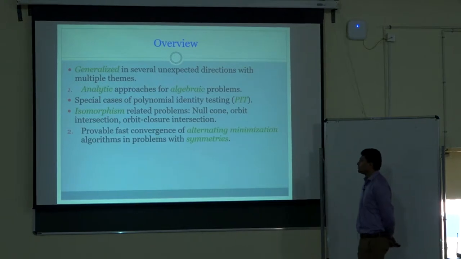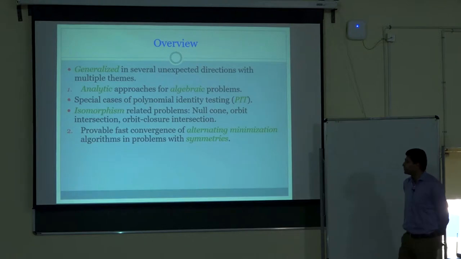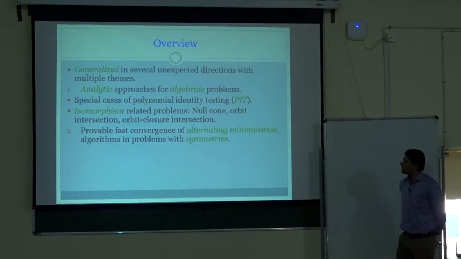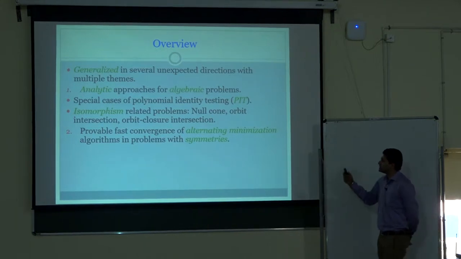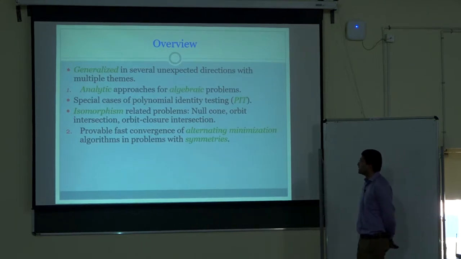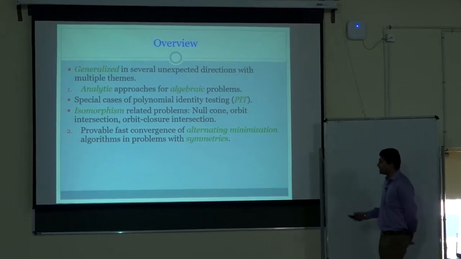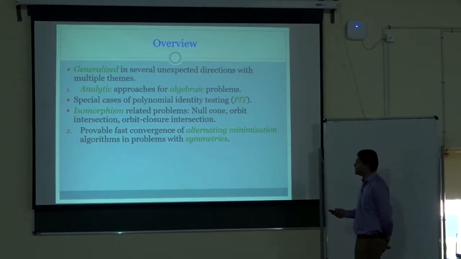And then there is this class of algorithms called alternating minimization algorithms, which are used as heuristics in machine learning and optimization. And one theme is that we can analyze some of these algorithms with provable guarantees, in optimization problems involving symmetries.